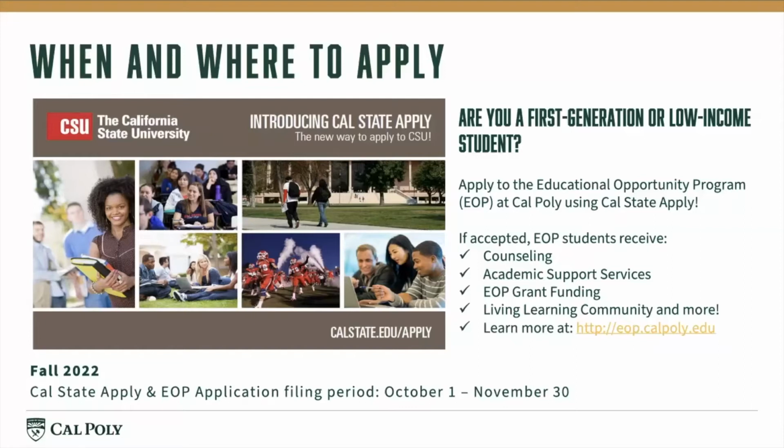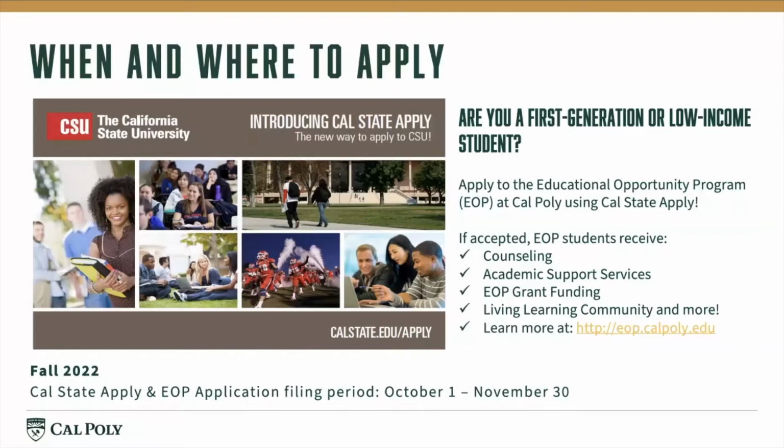Also, if you happen to be a low income or first generation student, which means that you are the first in your family to go to college, or you may have a physical or learning disability, any of those things may qualify you for our Educational Opportunity or EOP program. Cal Poly and all the CSU campuses have EOP available at each CSU. We highly encourage students who qualify to apply. If you're first gen, low income, or have a physical or learning disability, you may qualify, and we encourage you to apply to EOP. EOP is built into the Cal State Apply application.